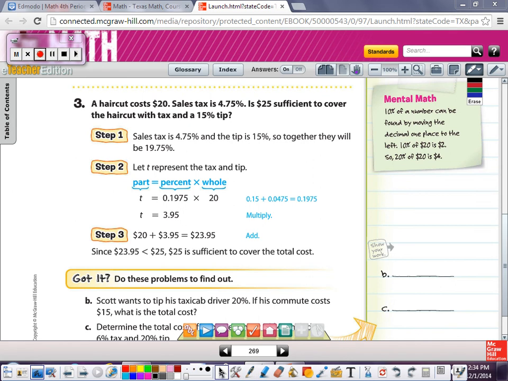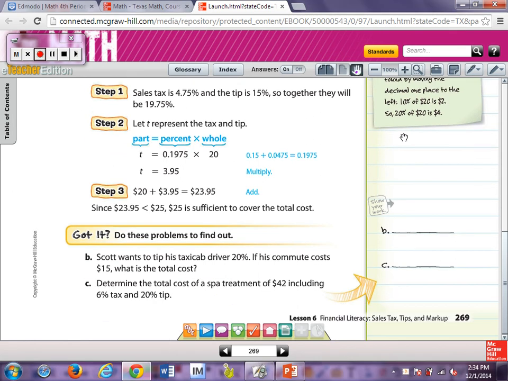Let's go ahead and move this page up just a bit, and work on B and C. They want you to find the tip, his taxi cab driver, 20%. So they want the total cost. You got to find the tip, add it to the cost, and find the total. Here, they want to know the total cost again. So you have the price, and then you have the tip here. You have tip and tax you have to combine all together.